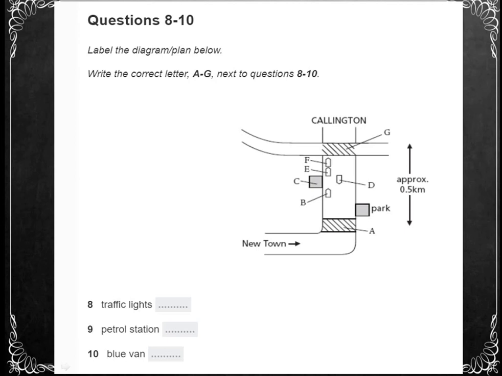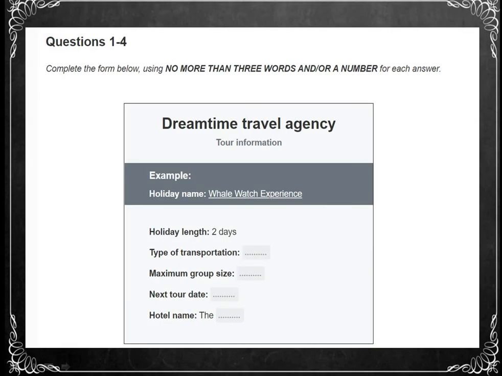So I hope you got the right answers. The traffic light is G at the cross intersection. She said there are traffic lights, so it should be G. And this is the petrol station, and D would be the blue van. So let's look at another test.